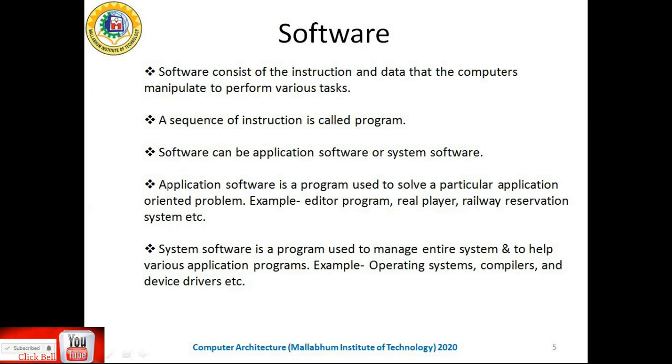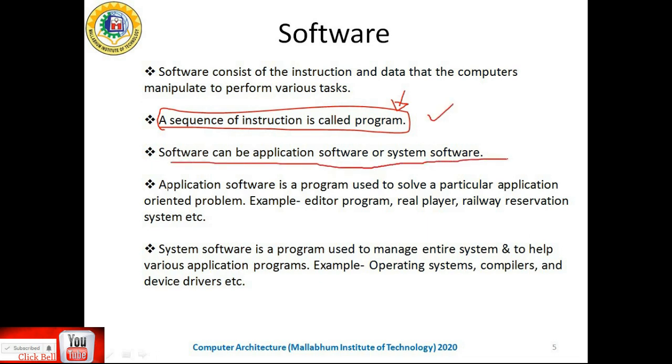Next, software. Now the software consists of instructions and data that the computer manipulates to perform various tasks. A sequence of instructions is called a program. I have already said that in the 8085 processor you have to write some amount of program so that you can get some operations. So that is called the program. Software can be divided into two types: application software and system software.